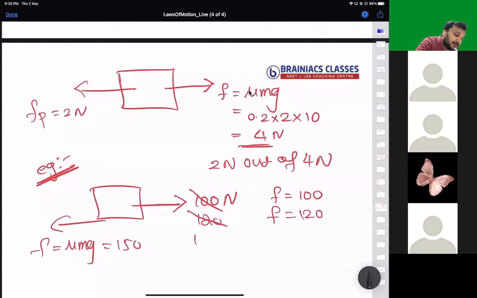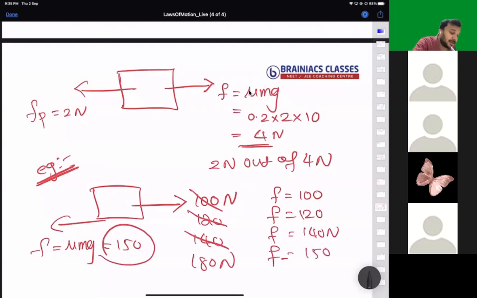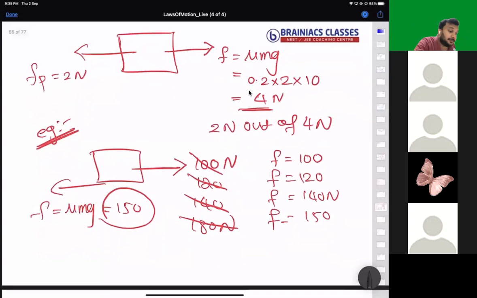Now instead of 120, I am giving 140 Newton. Now I am asking what is your frictional force? You have to say it is 140 Newton. Now instead of 140 Newton, I am giving 180 Newton. Now what is the frictional force value? Frictional force is now not 180. Frictional force is the maximum value, 150. So I have to give 150. Now, instead of giving 180 Newton, I am giving 2000 Newton force. So what is now the frictional force? Frictional force is now 150. 150 is the maximum it can offer.